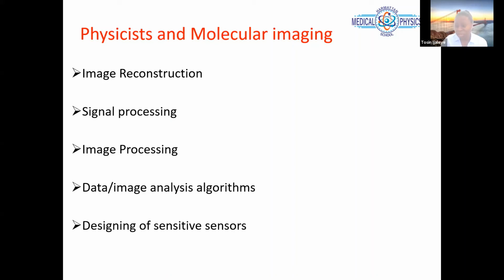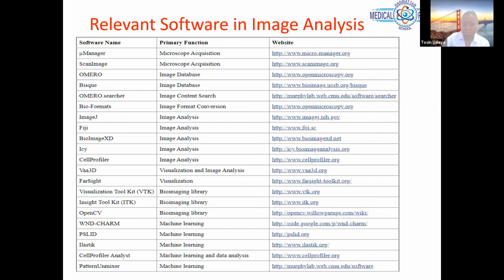We can develop algorithms, and also we can design sensitive sensors for these materials. We can update and improve their sensors. Okay, I've been mentioning software. So these are relevant softwares in image analysis, and all these softwares that are listed out here are open source. You can get them. They are free. We can get them if we want to lay hands on such imaging software to practice.